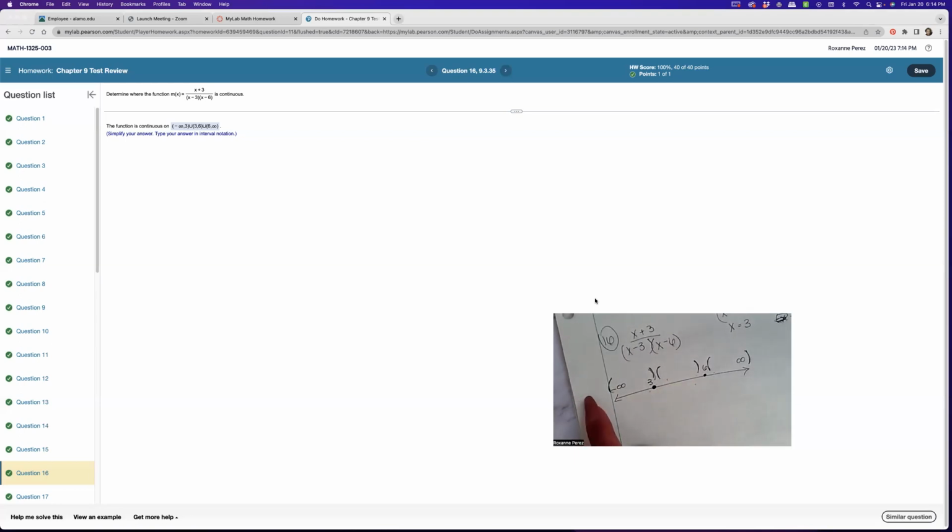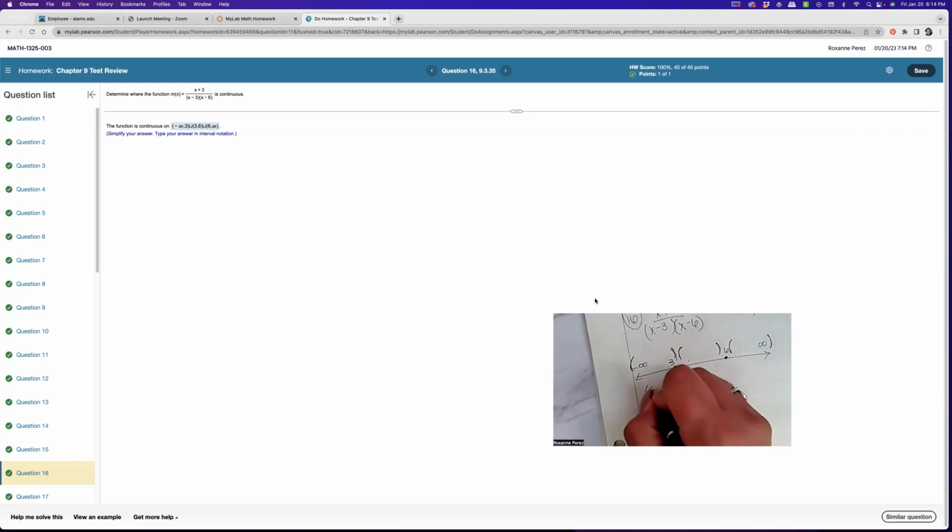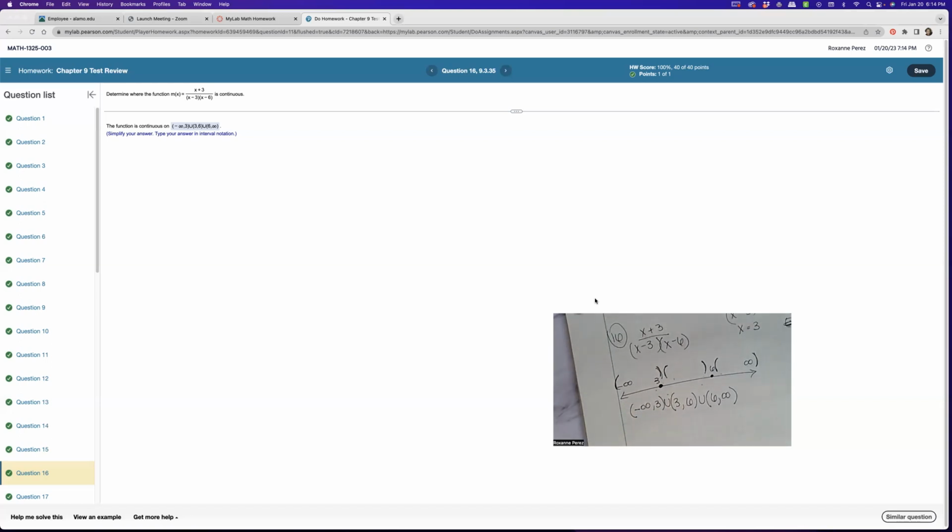So here, I'm just going to make this into domain notation, okay? So parentheses, negative infinity to 3, union with 3 to 6, union from 6 to infinity. This is the space where my function is continuous. I can approach negative infinity and everything from negative infinity to 3, but I cannot include 3 or it will create a discontinuity in my function. Okay, next problem.